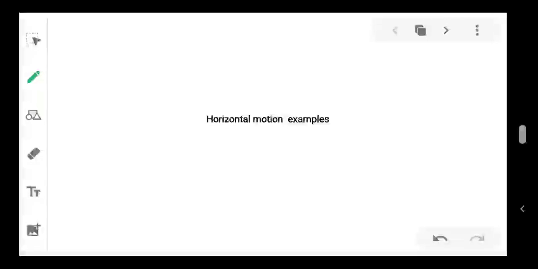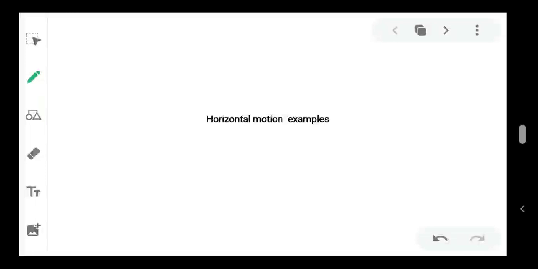So today's class will be basically whatever we have done till now. It was the theory and some derivation part of the projectile motion. Today we will see how that theory can be applied in real life scenarios, like for the problems regarding projectile motion and horizontal motion.